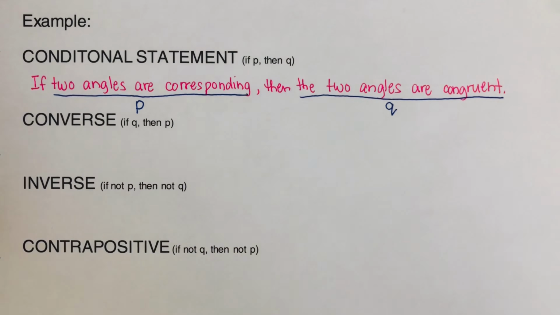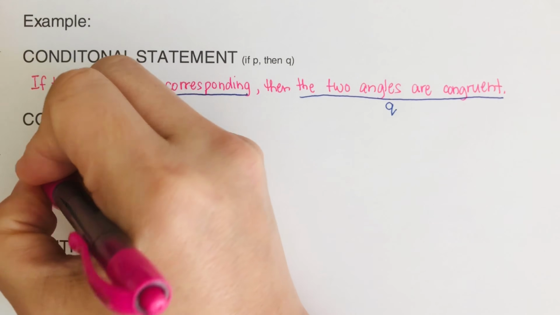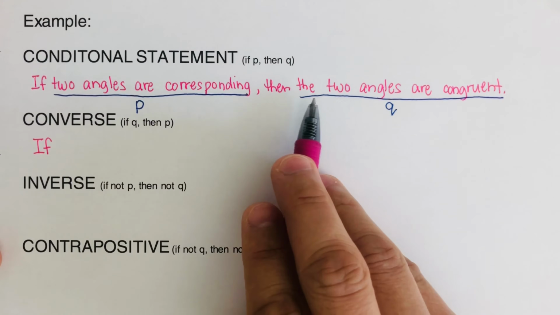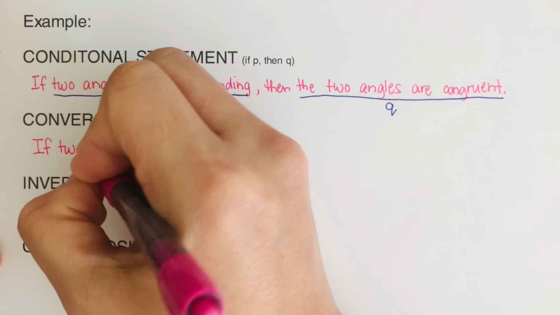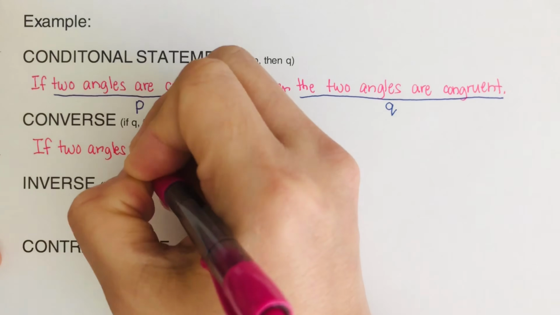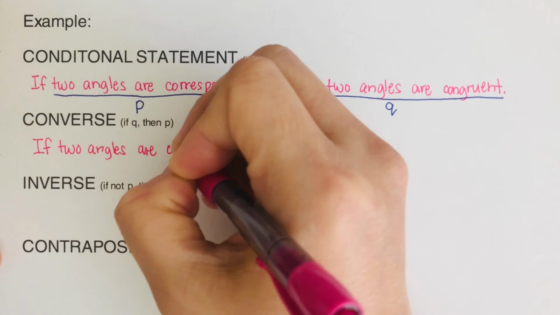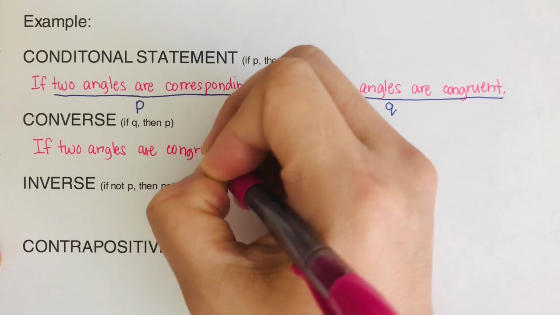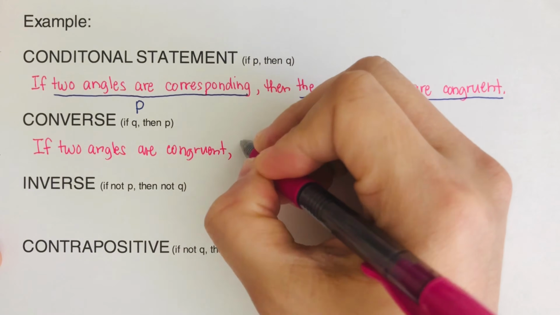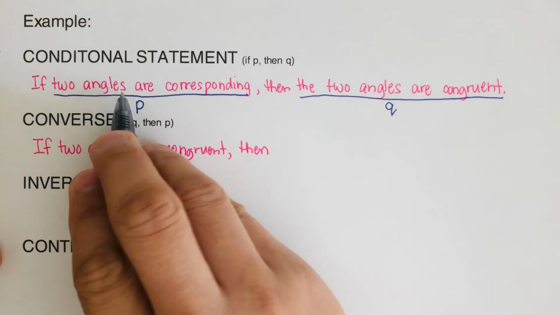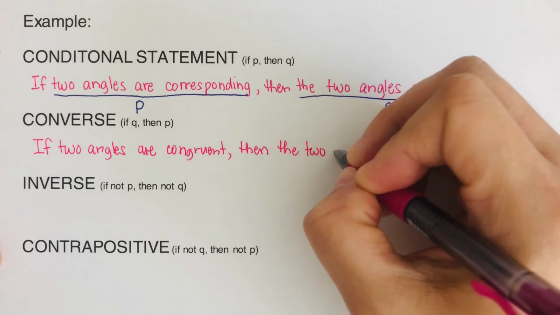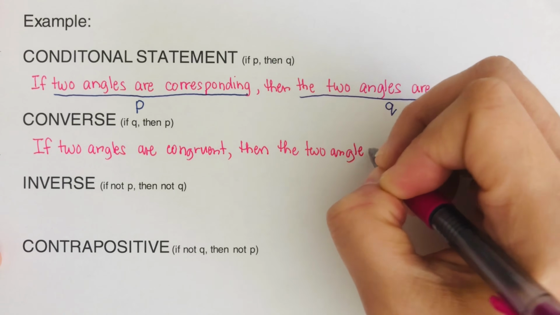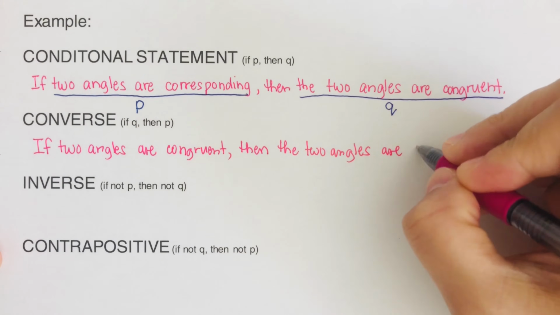To write the converse, we are supposed to write the Q first and then the P. So then the converse statement would be: if two angles are congruent, then we write the P, which is this part, then the two angles are corresponding.